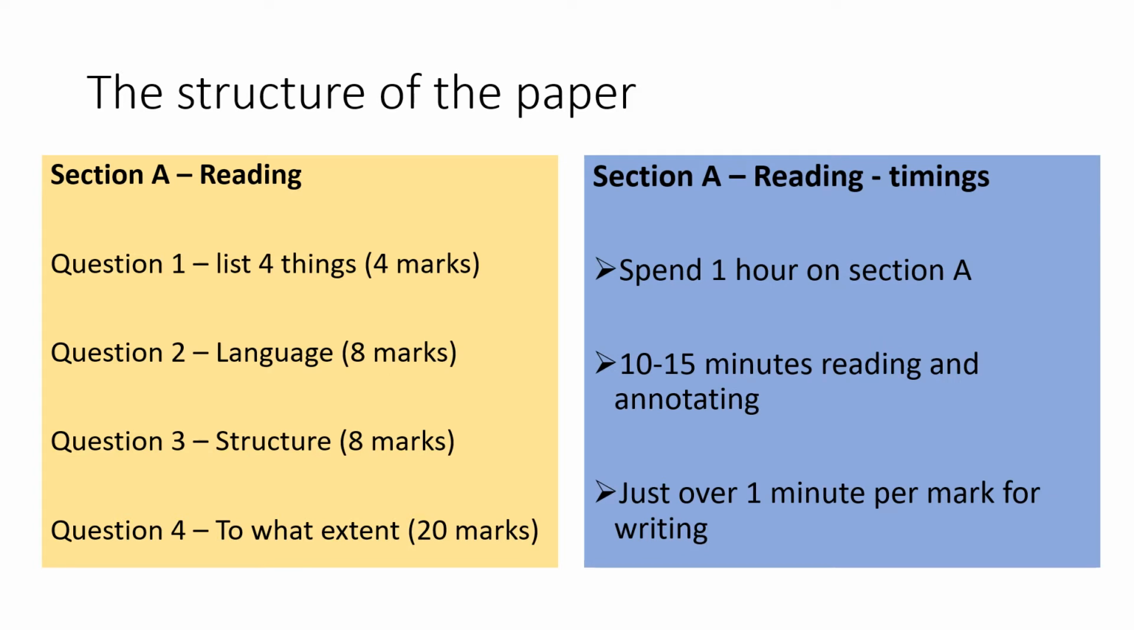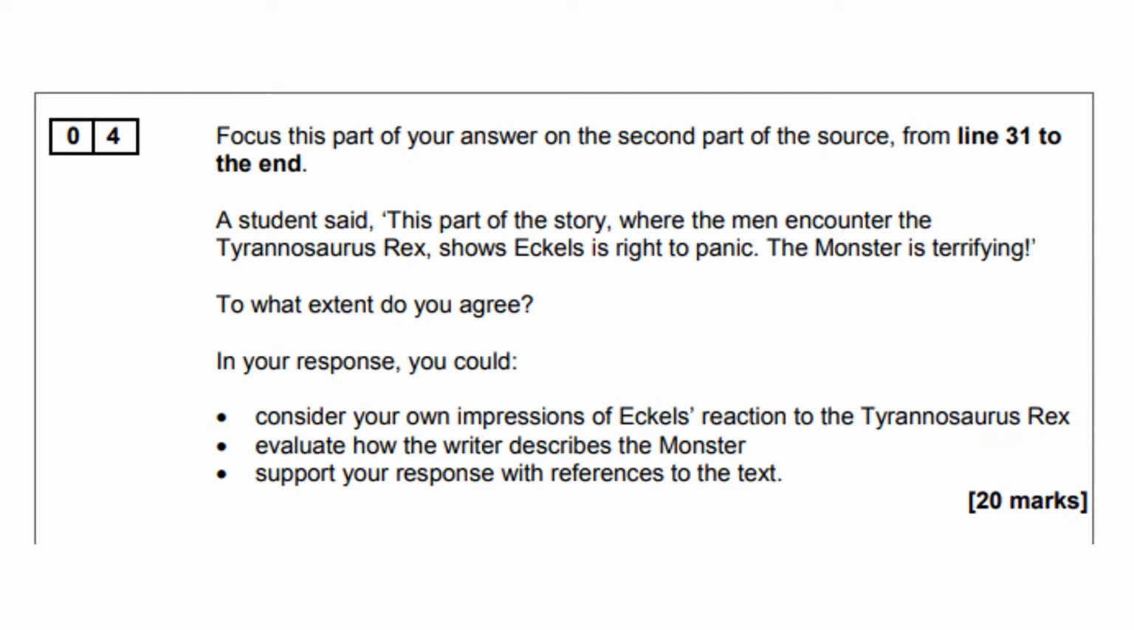In terms of timings, the exam board advised that you spend 1 hour on section A. Given that you're going to spend 10 to 15 minutes reading and annotating this extract, that leaves you just over 1 minute per mark for actually writing your answers, and therefore you should spend at least 20 minutes on question 4. Please do not spend less than 20 minutes on that question. It is the most important question in this section of the paper. It's worth half the marks in this section of the paper. Ensure that you leave time to do it justice.